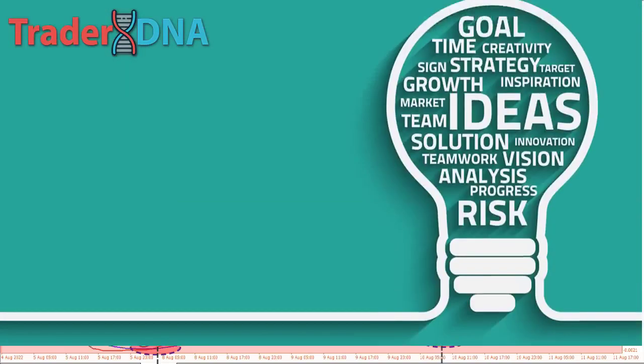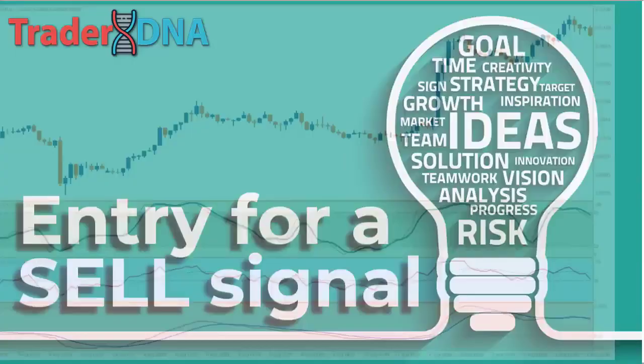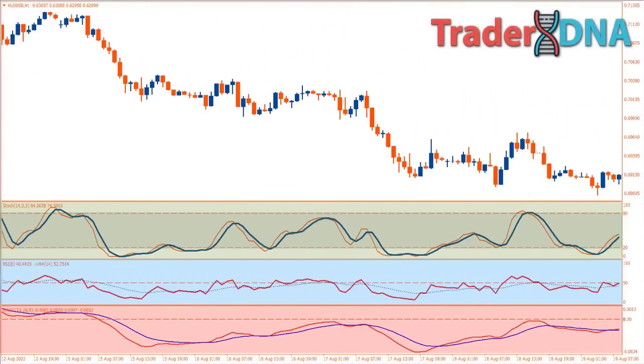Entry for a sell position. Step 1. First look at stochastic, then make sure both K and D lines are in overbought regions. Step 2. Use RSI to confirm the downward trend by making sure it is below the middle line, 50.